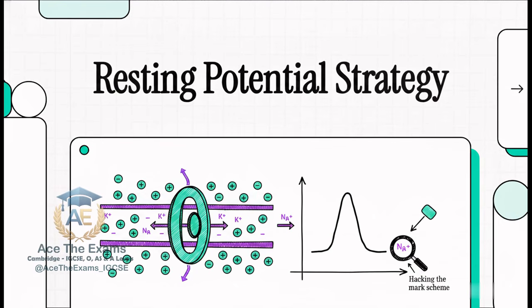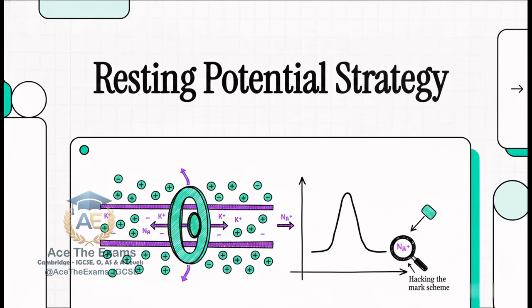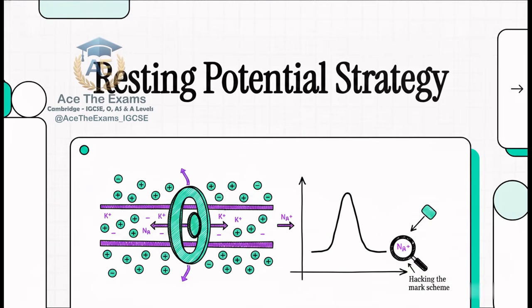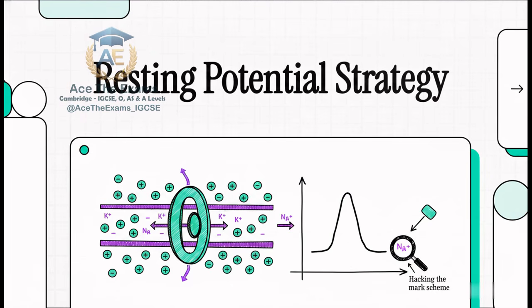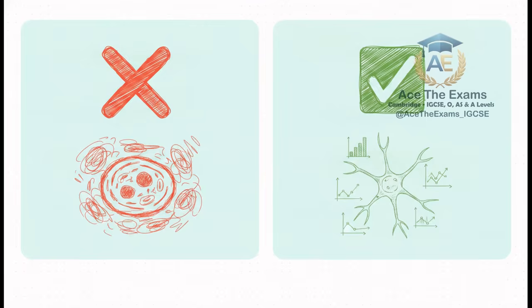Welcome to this explainer. Today, we're tearing down section 15.1, resting potential, maintenance, and changes during action potential. But hey, we're not just going to sit here reading the textbook. No way. We're hacking the mark scheme together. Let's dig right into what principal examiners are actually looking for and find out exactly where those easy marks are slipping away. All right, let's dive right in.